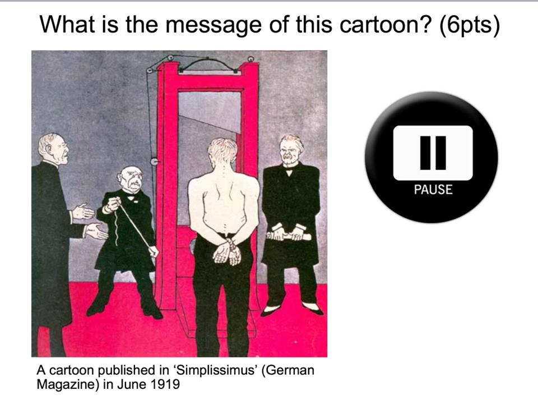So in a moment, once I've stopped talking, it will be time for you to press pause. That's when you will begin to analyse this source for yourself and begin to consider some of the symbols and the meanings hidden within it. Let me just draw your attention down to the bottom where the writing is. Think about what importance this will have. It's a cartoon published in Simplicissimus, a German magazine from June 1919. Why could that be important?